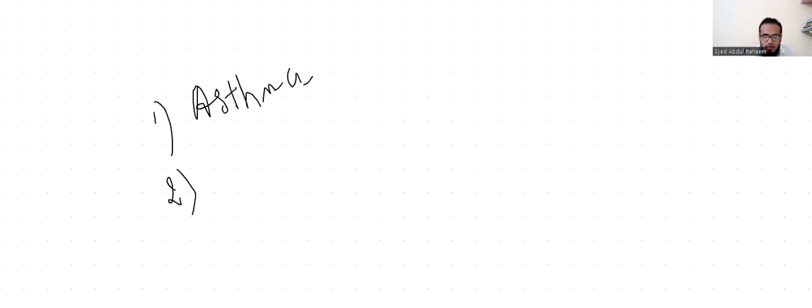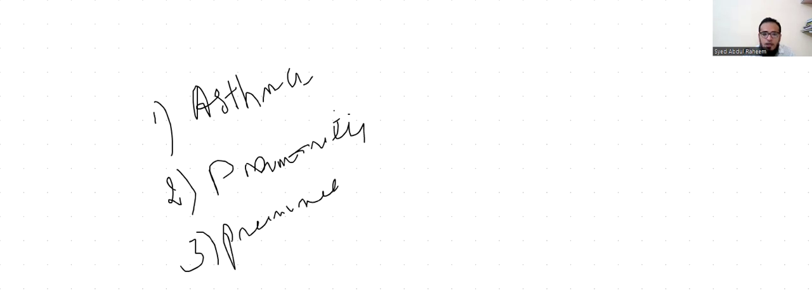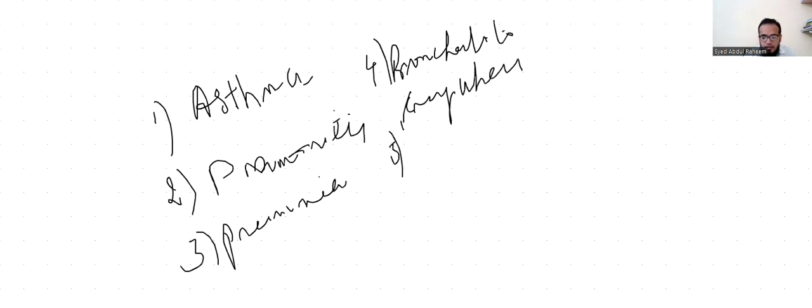And second is pneumonitis, okay, or pulmonary infiltrates, or eosinophilia, increase of eosinophils, okay, pneumonitis. Third is pneumonia, okay. And fourth one, we'll talk about bronchitis and lung abscess. Fifth one is cystic fibrosis.